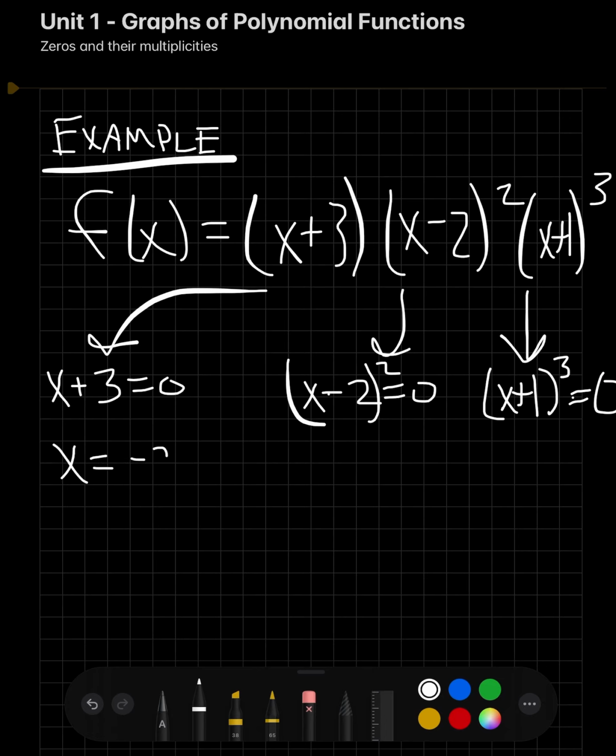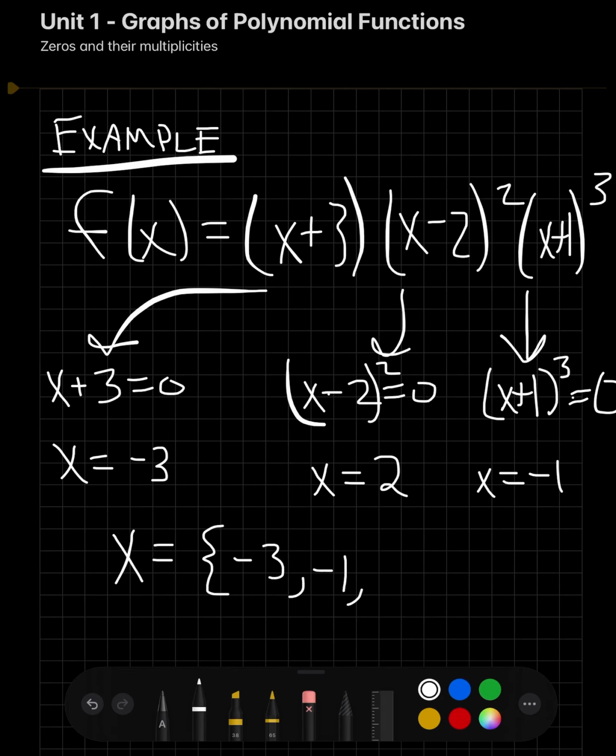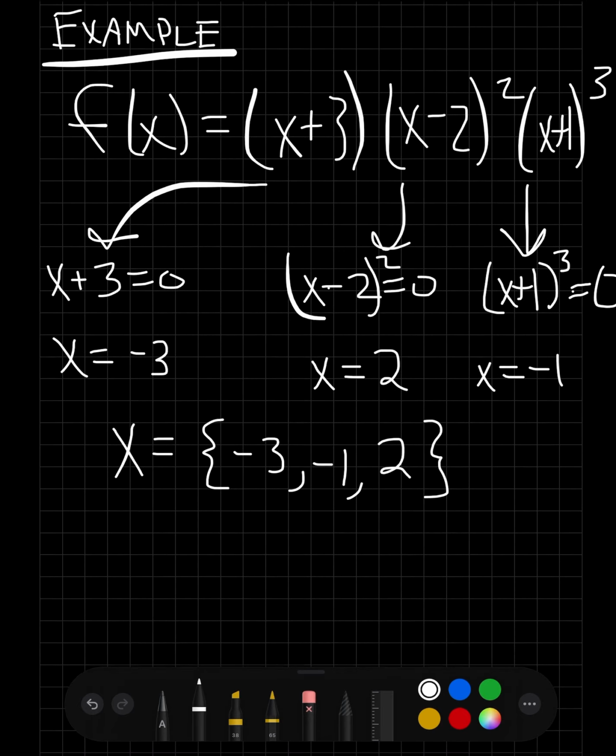And then we can solve each: negative 3 here, 2 here, negative 1. And so we know that we have zeros at negative 3, negative 1, and positive 2. So these are our zeros for this function.